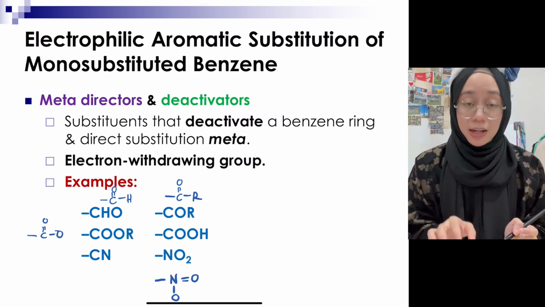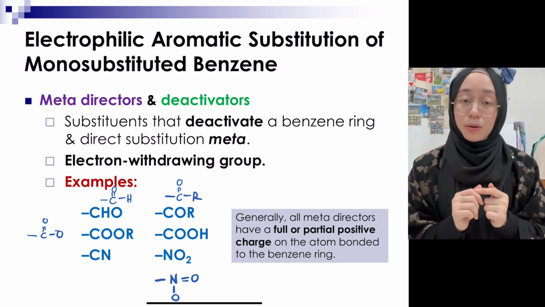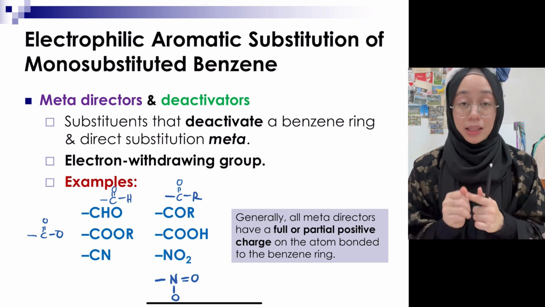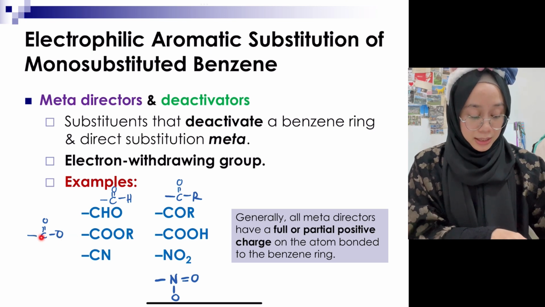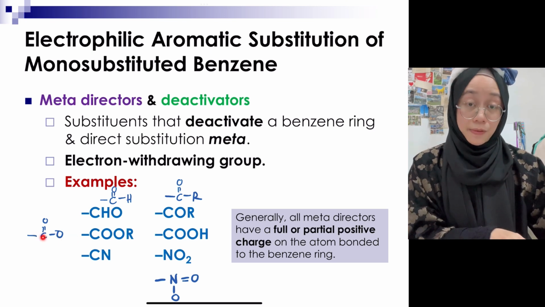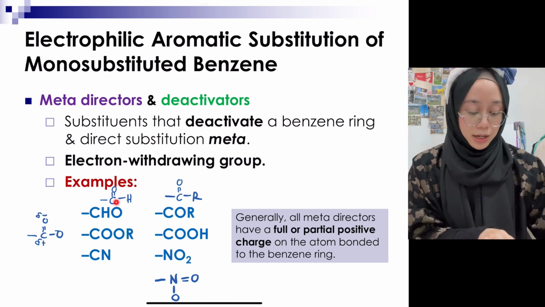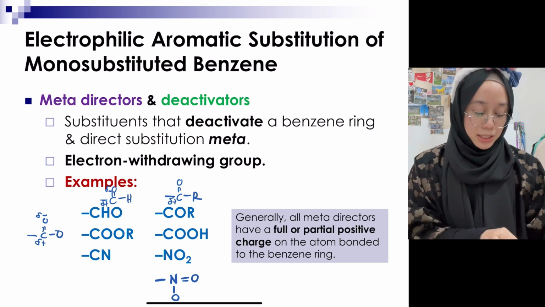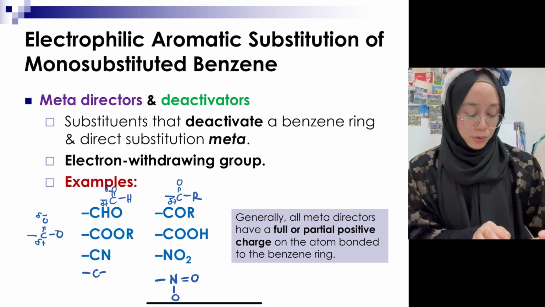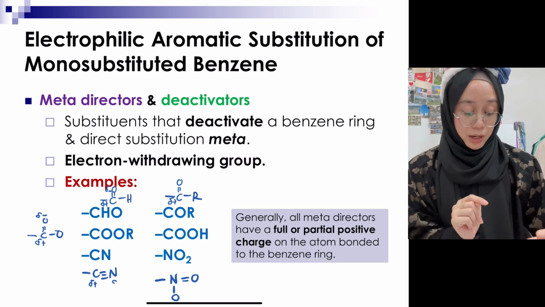So persamaan dia adalah semuanya secara general they have the full ataupun partial positive charge on the atom that is bonded to the benzene ring. Okay, maksudnya kalau macam COO ni kan, this C here yang directly attached kepada benzene ring, dia adalah partially positive kan, sebab ini partially negative. Okay, so sama juga dengan yang carbonyl ni, this C here yang attached dengan benzene ring partially positive. Okay, yang ni partially positive. So kalau CN pun C dekat sini adalah partially positive sebab N kita is more electronegative.